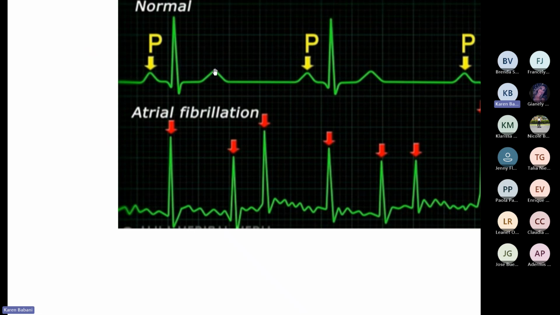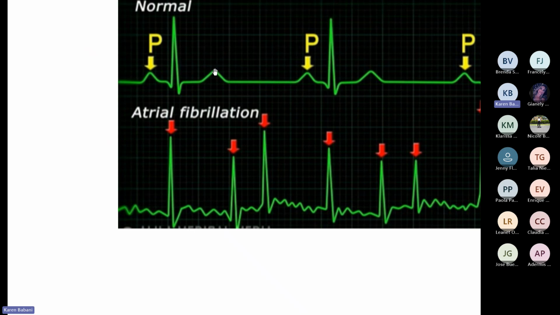Each of these tiny little squares represents 0.04 seconds. So if I tell you that the QRS is supposed to be less than 0.12, how many of those little squares am I talking about? It's very simple. All you have to do is add the 0.04, or multiply, and that will tell you a number.